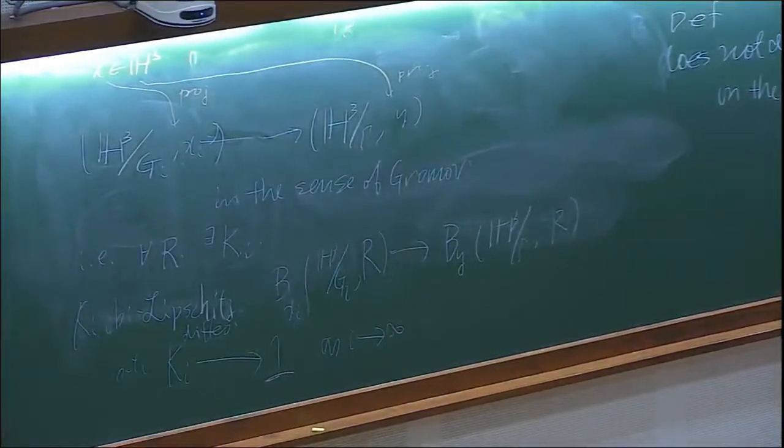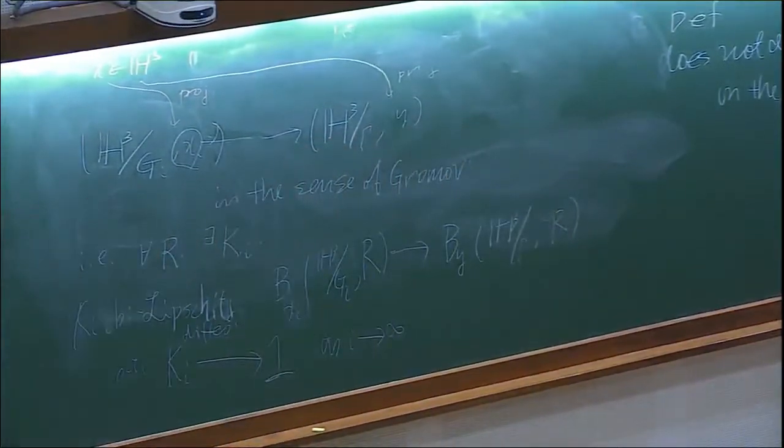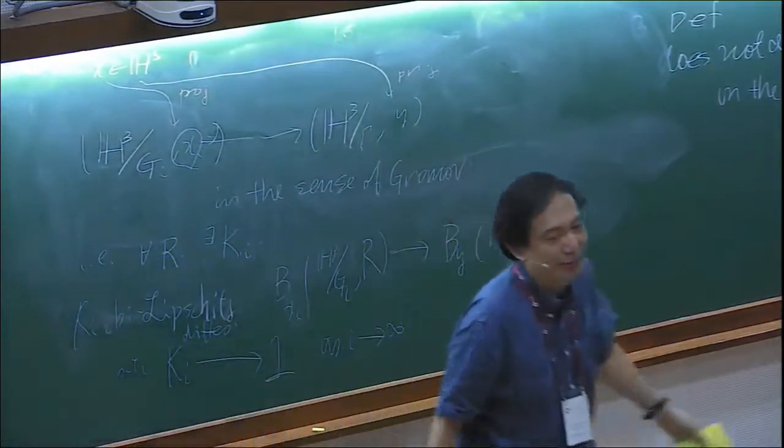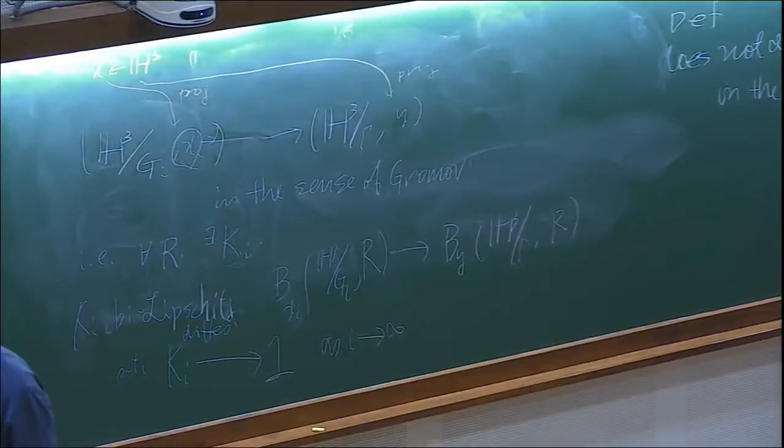Some people call it pointed Gromov convergence because we specify the base point. These two conditions are equivalent to this: H^3 over Γ_i converges in the sense of Gromov to H^3 over Γ. So the quotient of hyperbolic three-space by Γ_i looks like the quotient by Γ more and more as i goes to infinity, if you focus on the base points x_i and y.